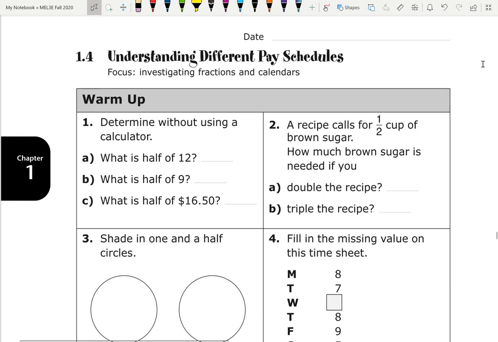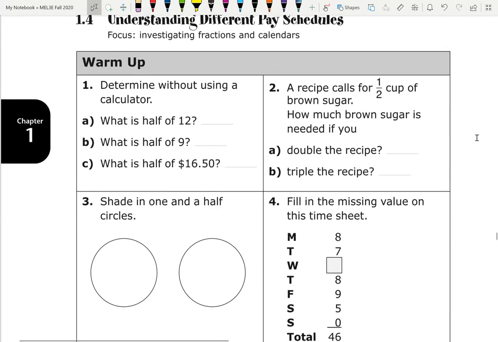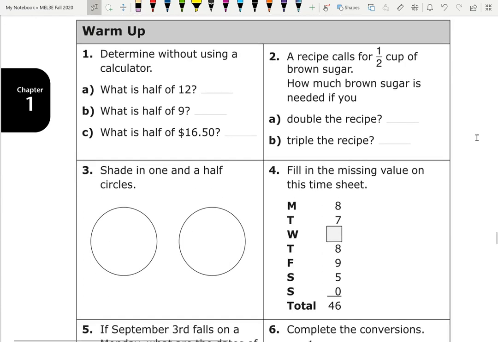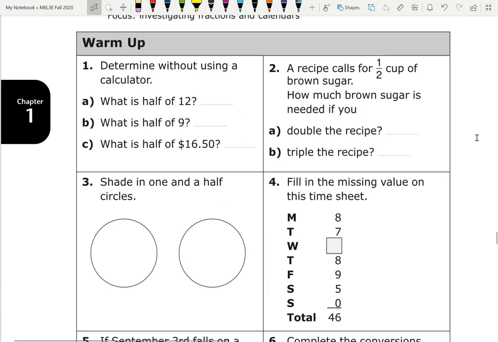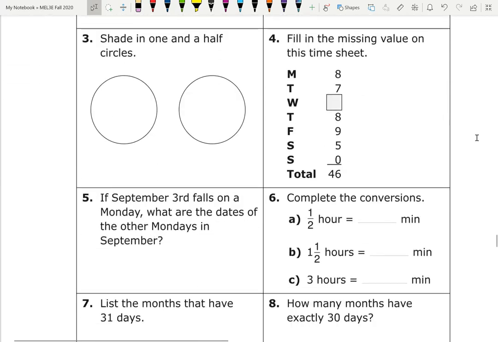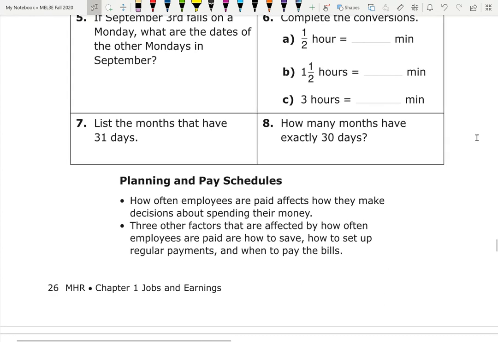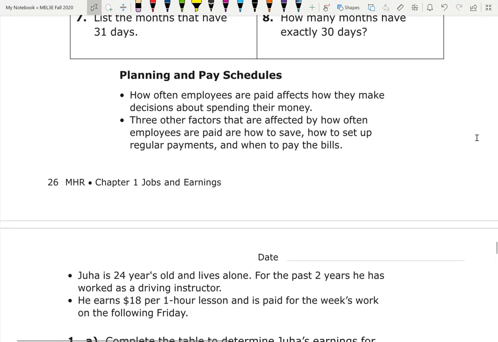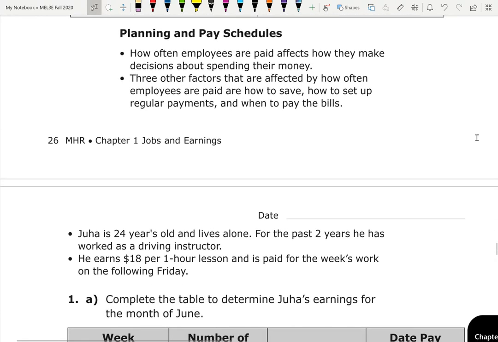Today's lesson is on understanding different pay schedules. The warm-up is something for you to complete independently before watching this lesson. The answers to the warm-up are included in the answer key to this lesson. I'm going to start down here, planning and pay schedules. How often employees are paid affects how they make decisions about spending their money.